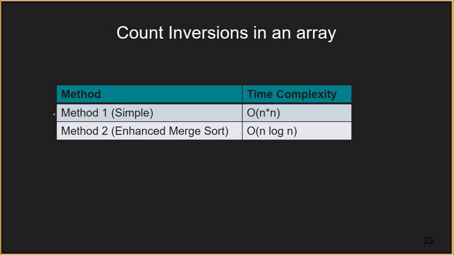So in total, we discussed two methods to solve the problem. The first one was the simple method which solves the problem in order of n squared time complexity, whereas the second method, using enhanced merge sort, solved the problem in order of n log n time complexity.